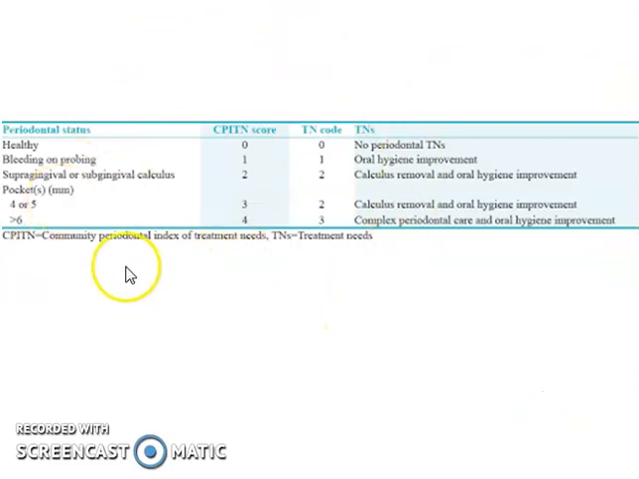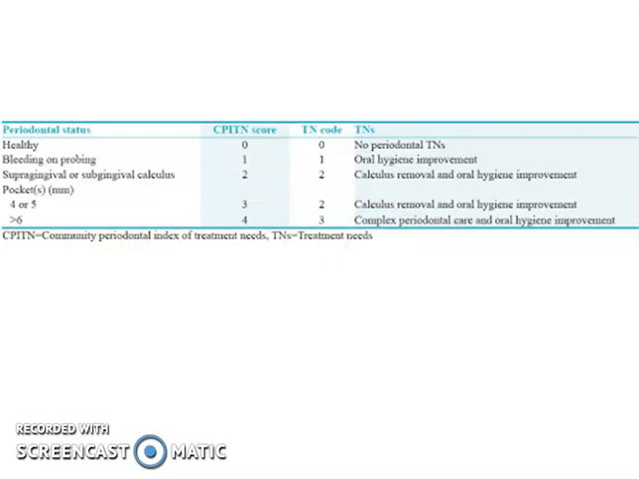So aspirant, please remember this criteria for the CPITN index. If periodontal status is healthy, CPITN score is 0, treatment need is none. Then bleeding on probing, CPITN score is 1. Here the treatment need is oral hygiene improvement. If there is calculus, whether supra or subgingival, the CPITN score is 2 and treatment need is calculus removal and oral hygiene improvement. If there is a pocket around 4 or 5 mm, the treatment need here is calculus removal and oral hygiene improvement. If pocket is more than 6 mm, it is a critical condition and requires complex periodontal care and oral hygiene improvement.